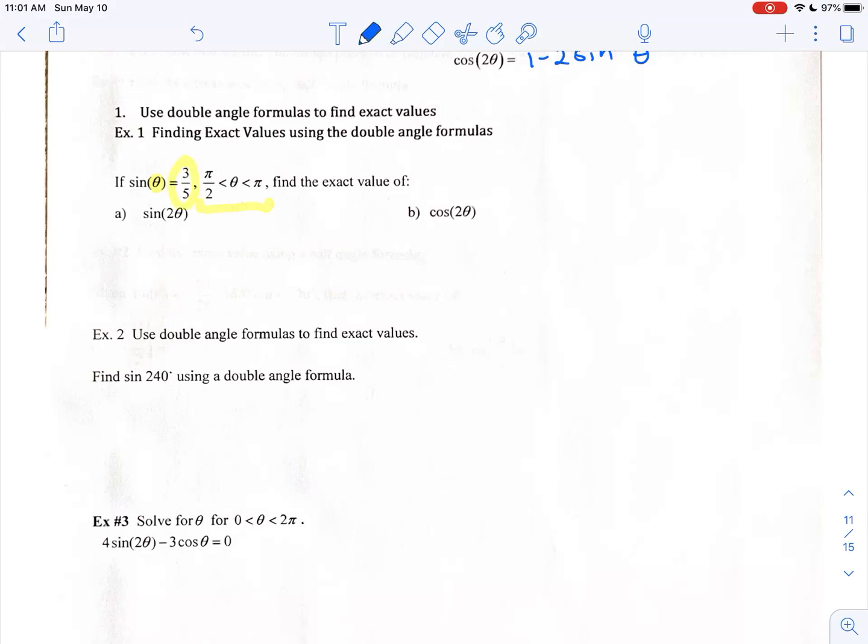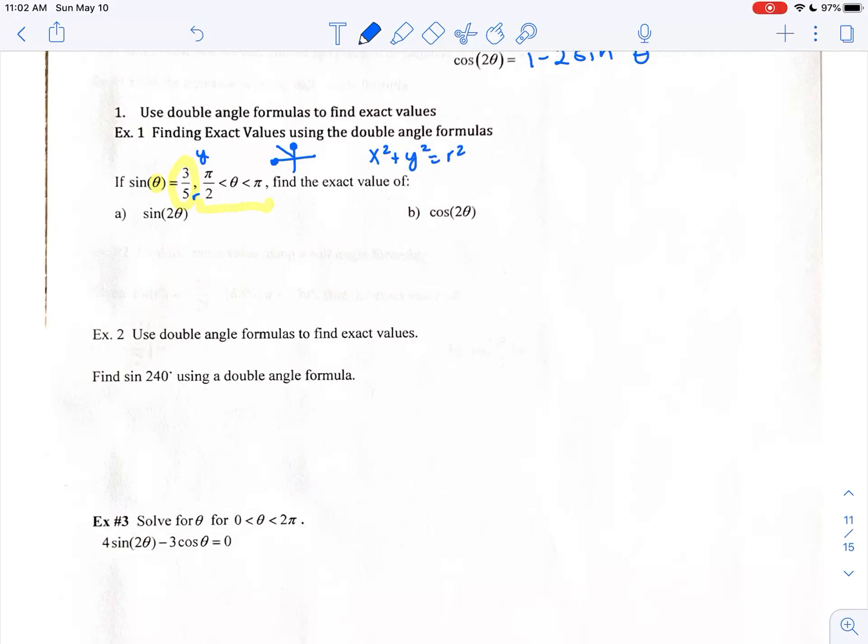We can deduce that between pi over 2 and pi, pi over 2 is on top of the y-axis, and pi is on the negative side of the x-axis. So your angle is somewhere in the second quadrant. Also, we know sine of theta is the same thing as y over r, so we have our y and our r. You find your missing variable, in this case x, using x squared plus y squared equals r squared.